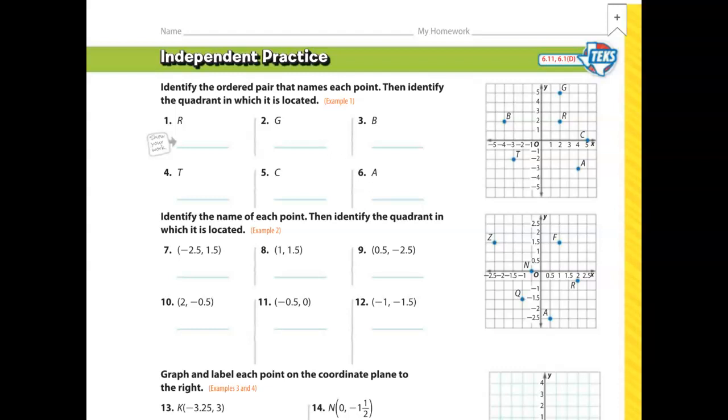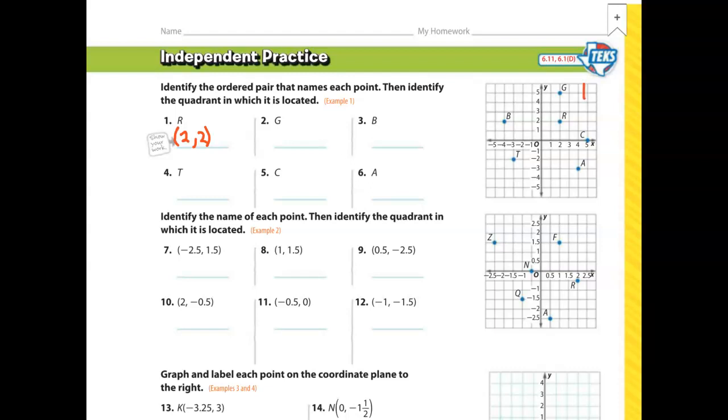All right, we always start at 0, and it says to find R first. So we're going to go over 2, positive 2, on the horizontal number line, and then we go up 2, which is positive 2. So the first point that we're doing together should be 2, comma, 2. Which quadrant is this? And if you don't remember, please go back into the notes and label.